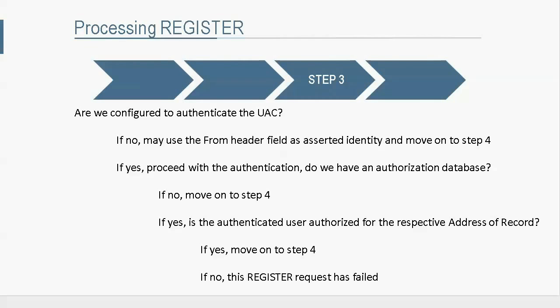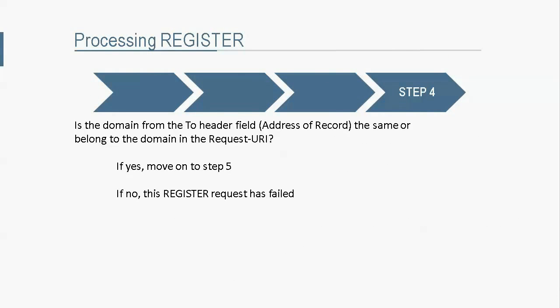Do we have an authorization database? If no, move on to step 4. If yes, is this authenticated user authorized for the respective address of record? If yes, move on to step 4. If no, this register request has failed. Step 4. Is the domain from the to header field, the address of record, the same, or does it belong to the domain in the request URI? If yes, move on to step 5. If no, this register request has failed.